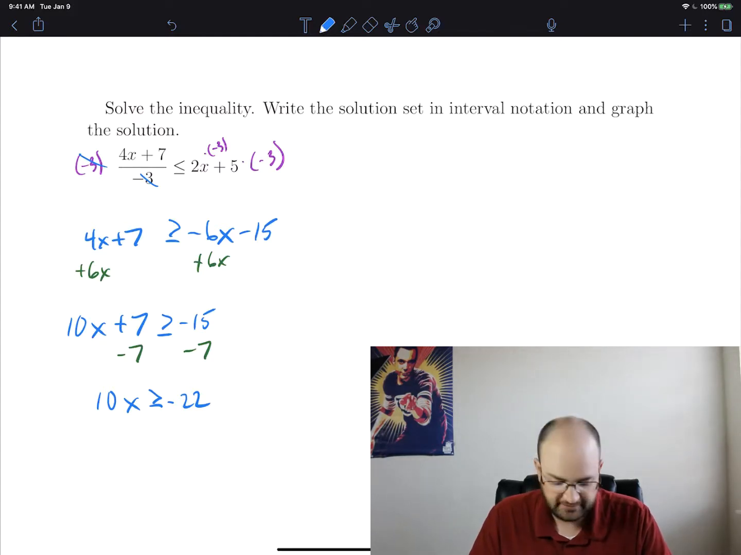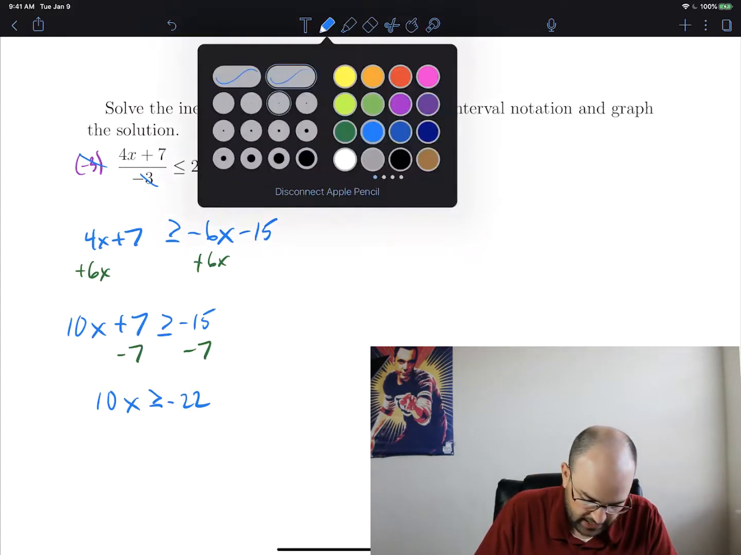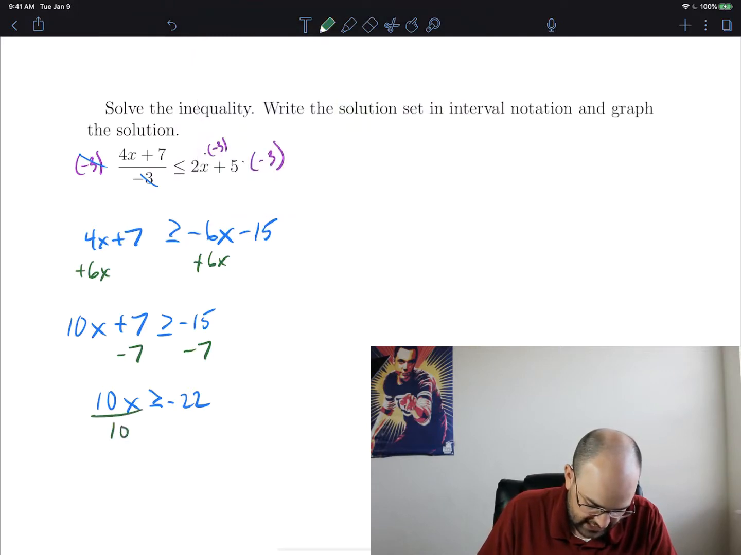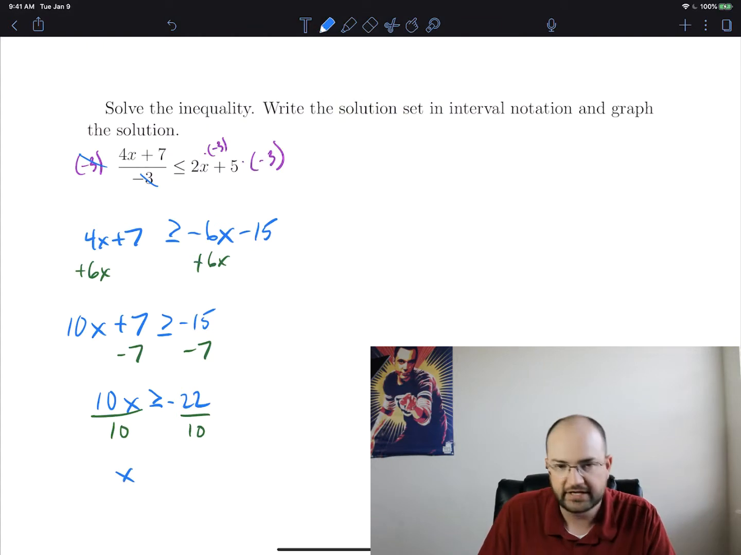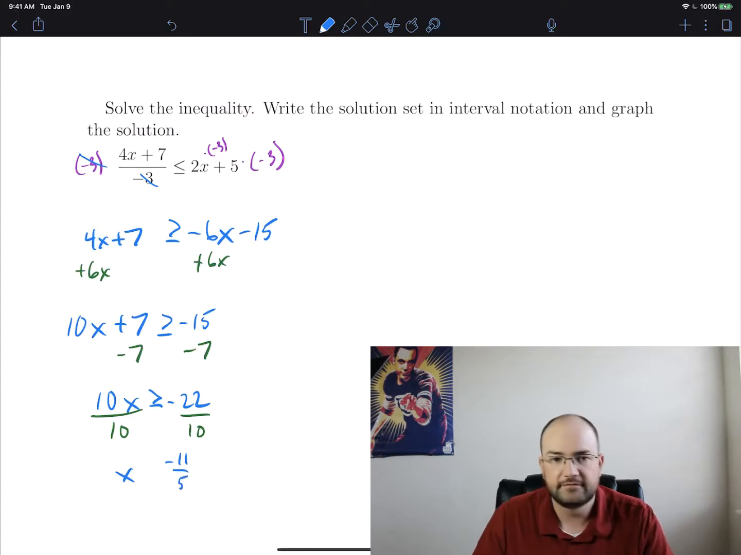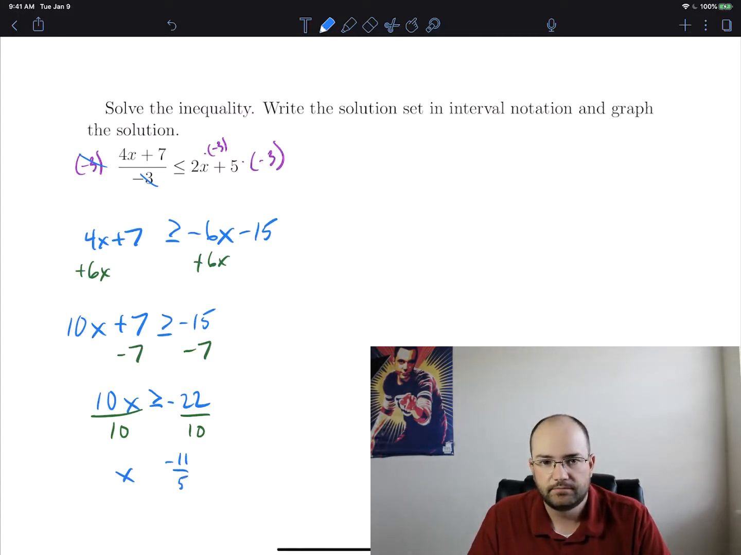And now just divide, and we're dividing by 10. So we have x on the left, -22 over 10 simplified, divide them both by 2, gives me -11/5. Now, the question is, should I flip the arrow?